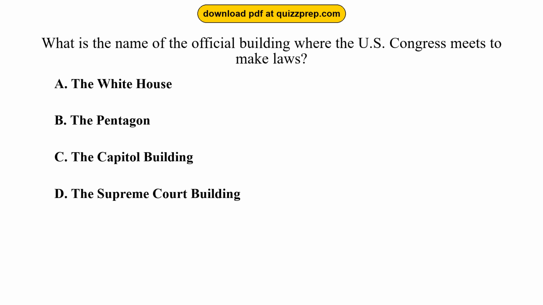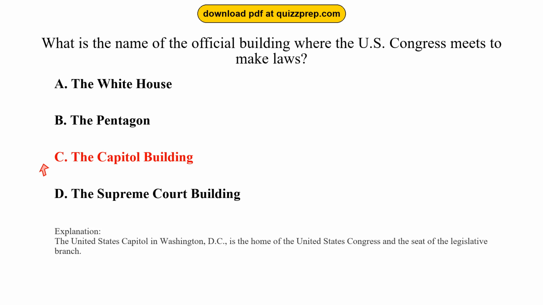Question 61. What is the name of the official building where the U.S. Congress meets to make laws? Option A. The White House. Option B. The Pentagon. Option C. The Capitol Building. Option D. The Supreme Court Building. The correct answer is option C. The Capitol Building. The United States Capitol in Washington, D.C., is the home of the United States Congress and the seat of the legislative branch.